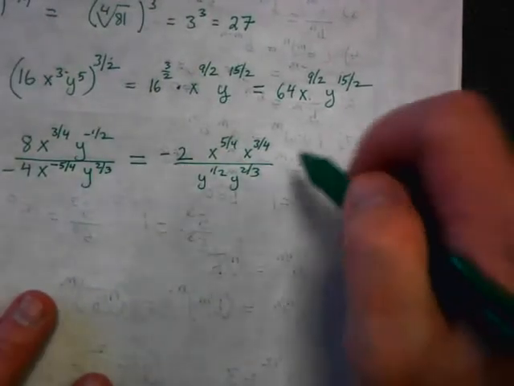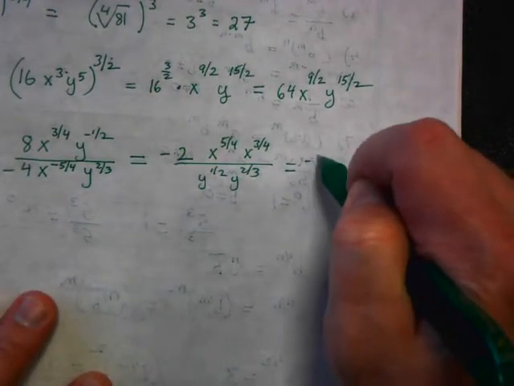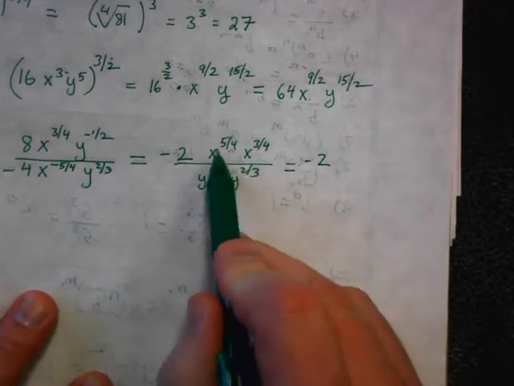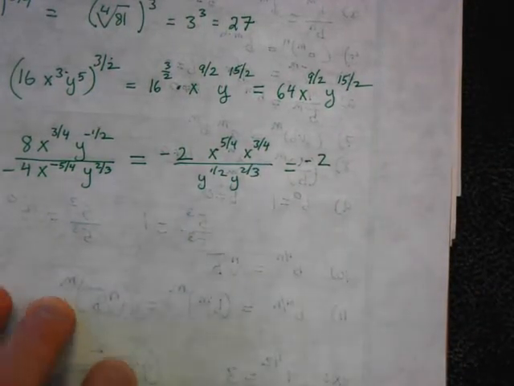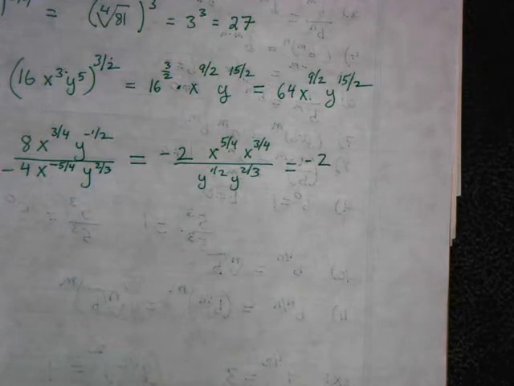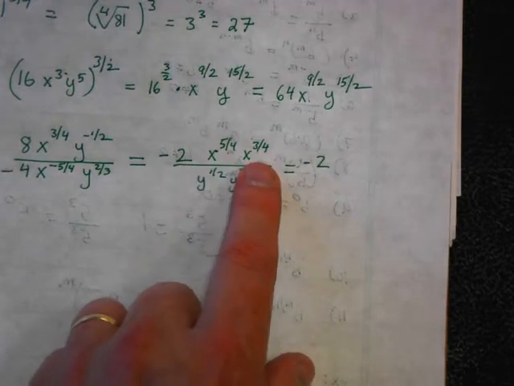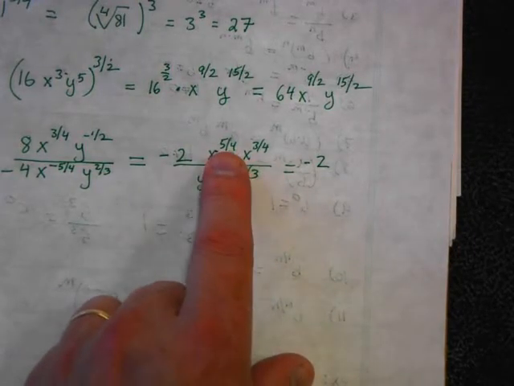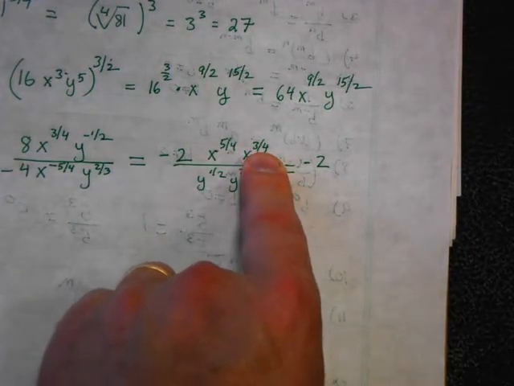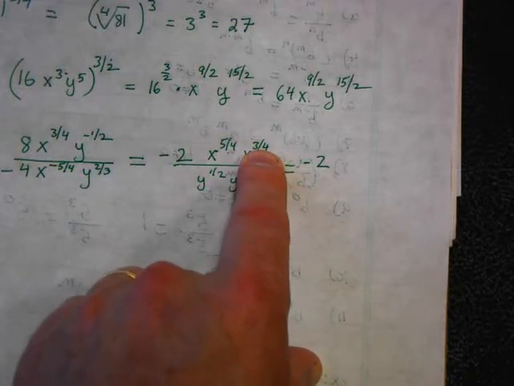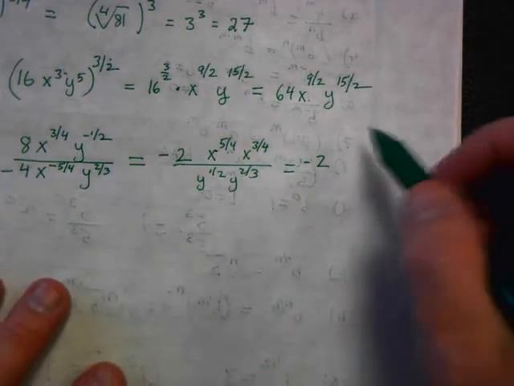Okay, so now I think I'm ready to give my final answer. Final answer is going to be negative 2. What's x to the 5/4 times x to the 3/4? What do you do with your exponents there? You add them. You're multiplying 2 things together, you add your exponents. How much is 5/4 plus 3/4? 8/4, which is a fancy way of saying 2. So that would be x squared.